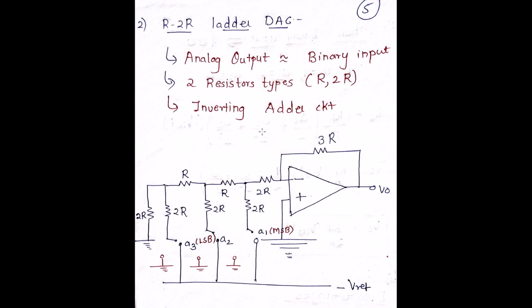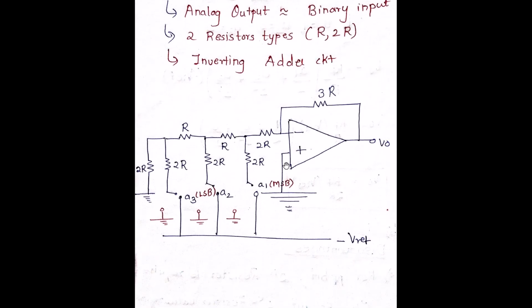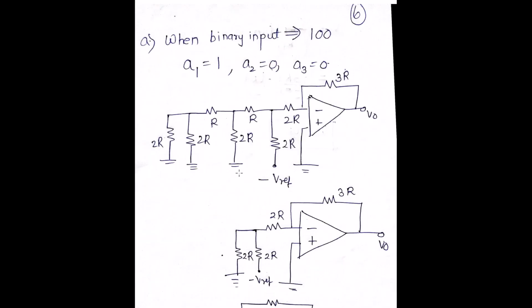If you just look at the diagram, we have the resistors 2R, R, 2R, R. There is a feedback resistor of 3R. However, apart from that, all the resistors are 2R, R, 2R, R, 2R and 2R. So the values of these resistors remain the same. Hence, this is called the R2R ladder circuit.